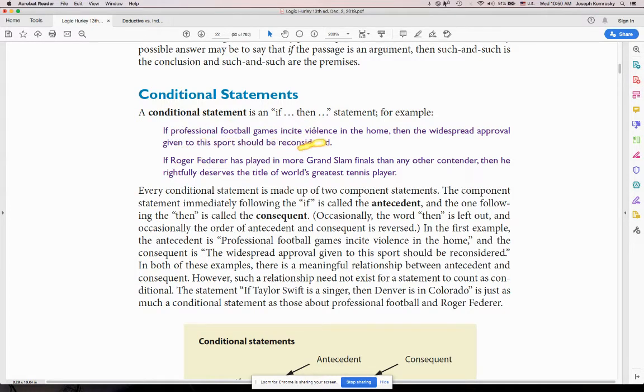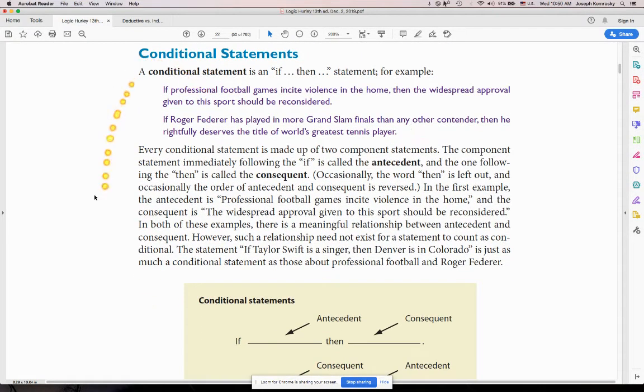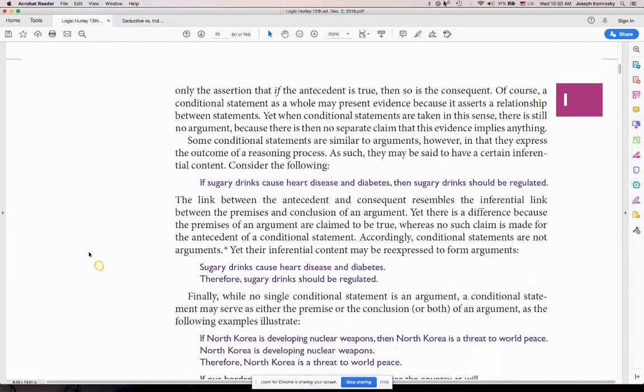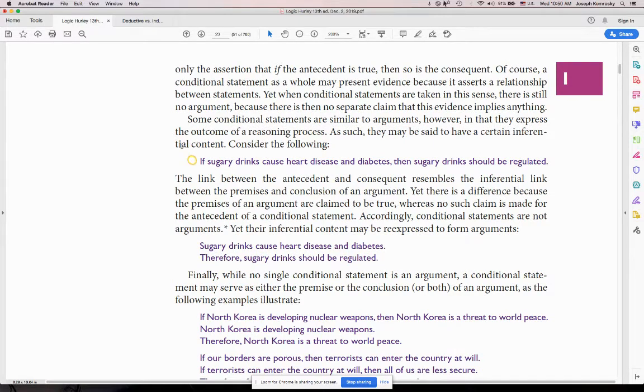Professional football games incite violence in the home, right? That's the antecedent because it follows the if. What's the consequent? Anything that follows the then. Okay, so you can look at these examples. And then, so for example, if sugary drinks cause heart disease and diabetes, then sugary drinks should be regulated. What's the consequent? Anything that follows the then. What's the antecedent? Anything that follows the if.